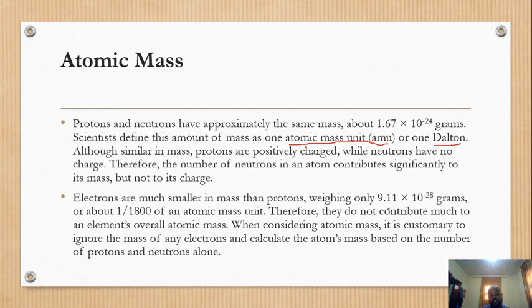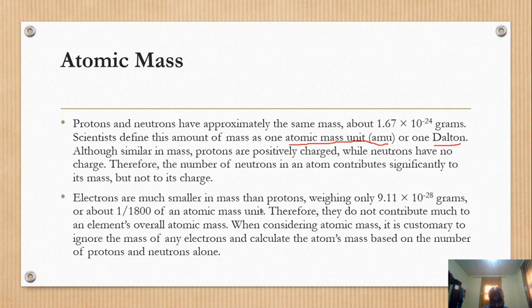So this is the weight: 9.11 times 10 to the power of negative 28. This is negative 24. It's much smaller, about 1/100 of an atomic mass unit. Atomic mass unit means the mass of the proton. So the mass of the proton divided by 1,800 is equivalent to the mass of one electron. That is it.